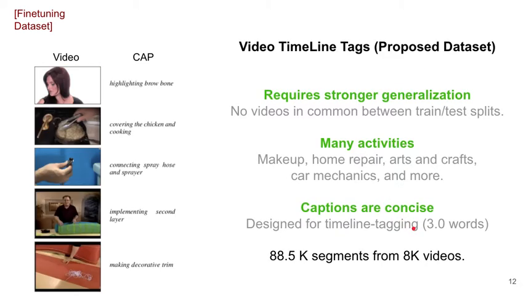Also, there are only cooking recipes, and the captions are kind of lengthy, which is not very good for timeline tagging. This is our new dataset. You can see that there's a variety of activities ranging from makeup, home repair, arts and craft, to car mechanics and more. We require stronger generalization because we didn't explicitly enforce that the activities are already in the training split, and there are no videos in common between the different splits. Also, the captions are fairly concise with an average of 3 words per caption.